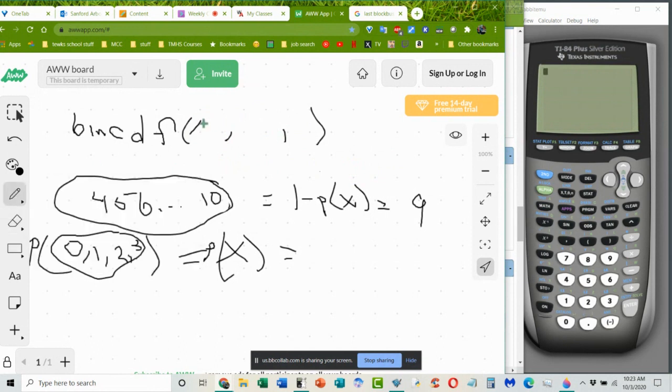So this is 10 questions. You have a 50-50 chance of getting them correct. And we are interested in the chance of getting less than 3. So it's still going to be this binomial CDF.